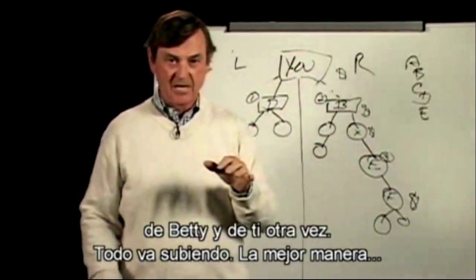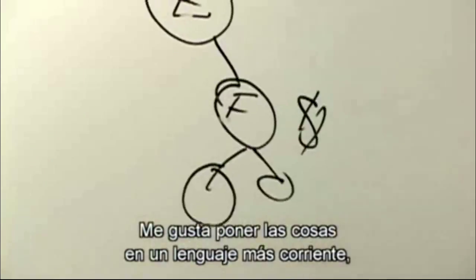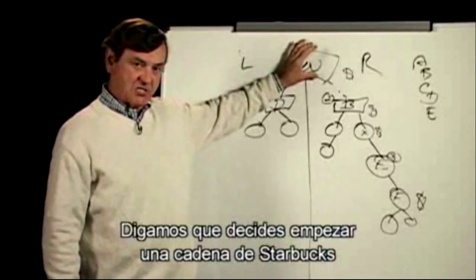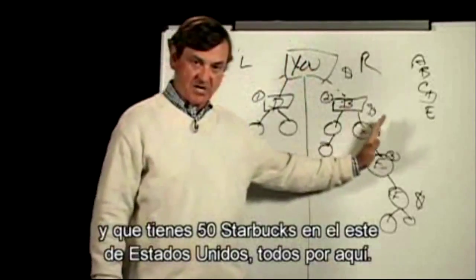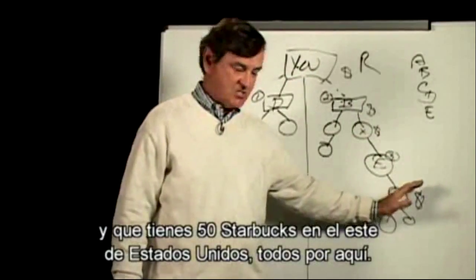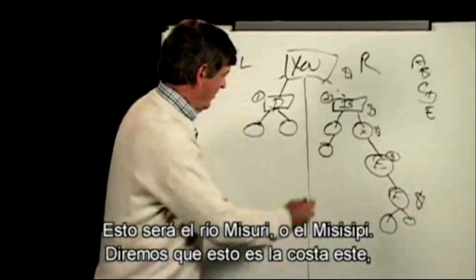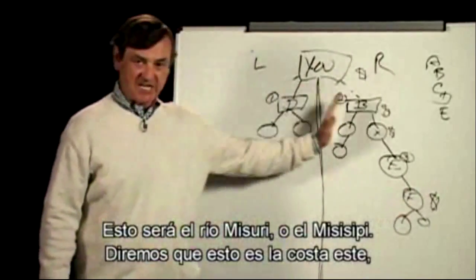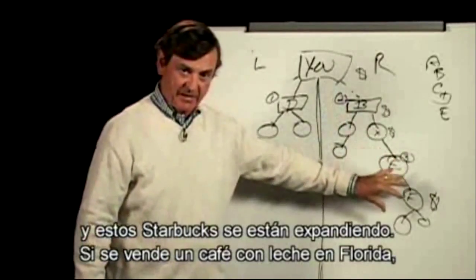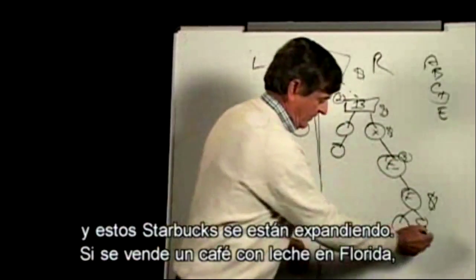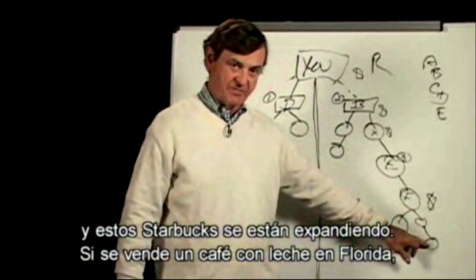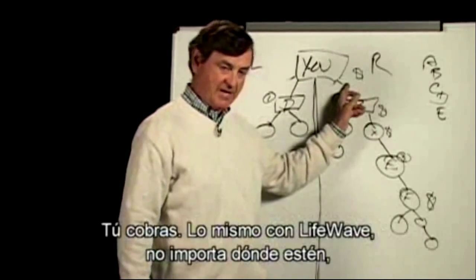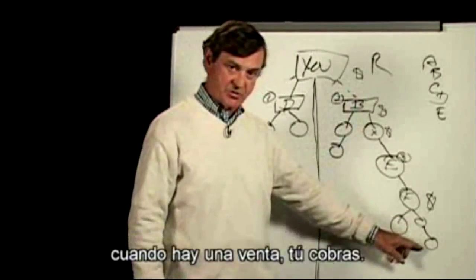And I like to put things in more everyday business terms. I think sometimes it's easier to follow. Let's say that you decided to start a chain of Starbucks, and you've got 50 Starbucks on the eastern United States. They're all scattered over here. We'll call this the Mississippi River. We're going to say this is the East Coast, and these Starbucks are expanding. If there's a sale of a latte at one of your Starbucks in Florida, you get paid. It doesn't matter that it's way down in Florida. Same thing with Lifewave. It doesn't matter where they are. When there's a sale, you get paid.